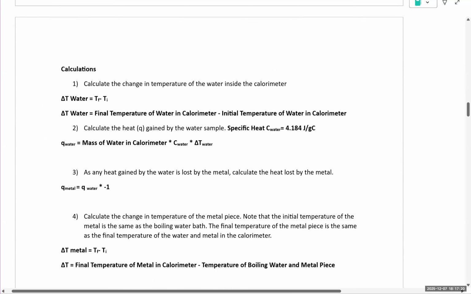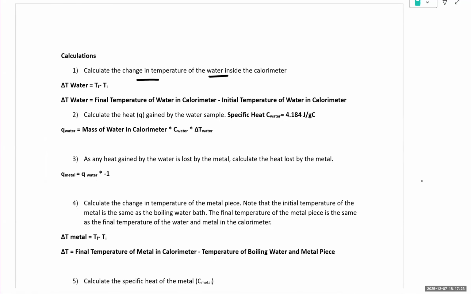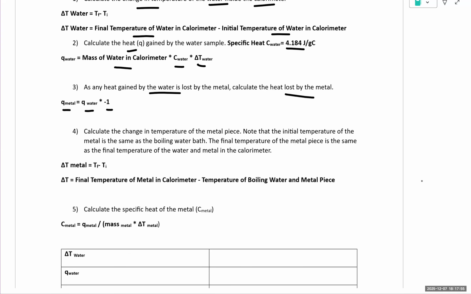So in this case, we're going to calculate the change in temperature of the water inside the calorimeter by taking the difference between the final temperature and the initial temperature of the water in the calorimeter. We're going to calculate the heat gained by the water sample by taking the mass of water times the specific heat of water, which is 4.184 joules per gram degree Celsius, times the change in temperature of the water in the calorimeter. As any heat gained by the water is lost by the metal, the heat lost by the metal is equal to the heat gained by the water times -1.